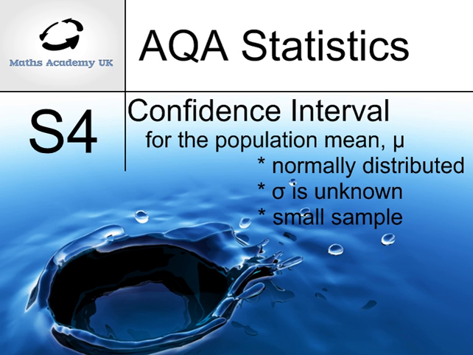Working out a confidence interval for the population mean, where the population is known to be normally distributed, but the population standard deviation is unknown, and using a small random sample. Hence, the t distribution will be used, and not the normal distribution.